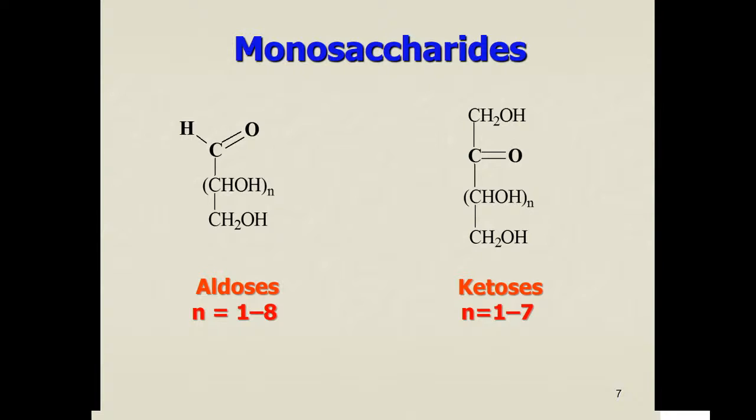So aldoses, that means aldehyde group. It's always first, according to the number in the IUPAC system, and the number of CH-OH groups can be different from 1 to 8. For ketoses, the keto group is always in second position for natural ones, and from 1 to 7 can be the number of CH-OH groups.